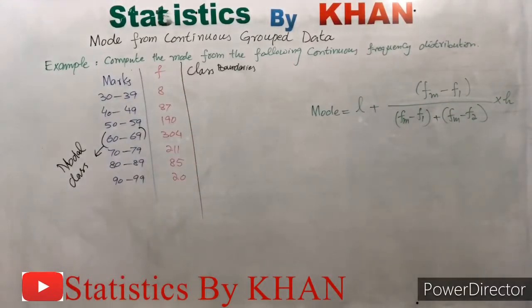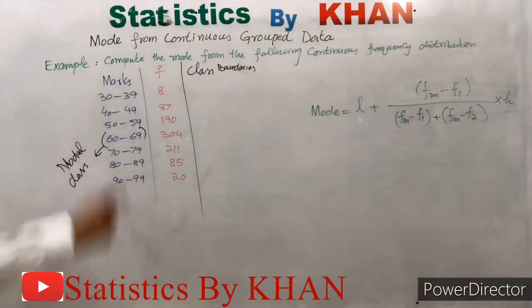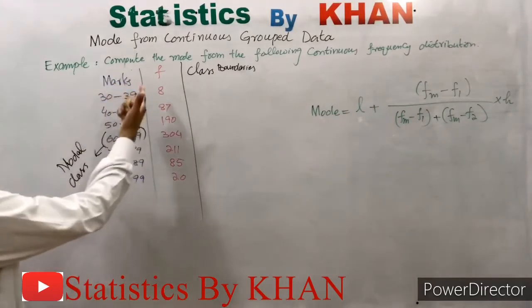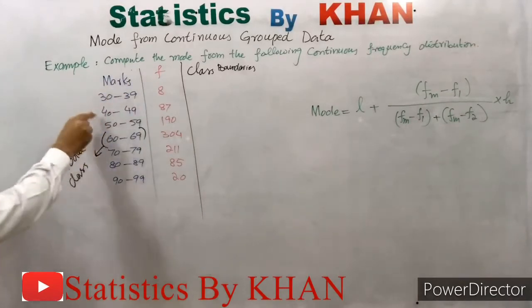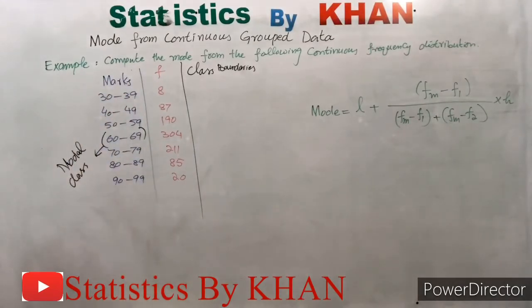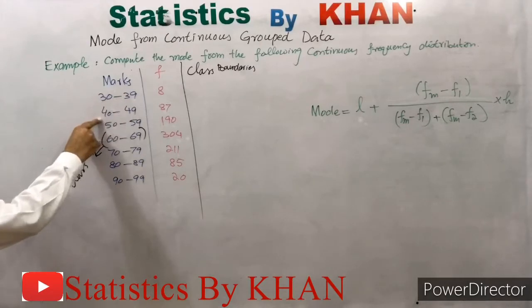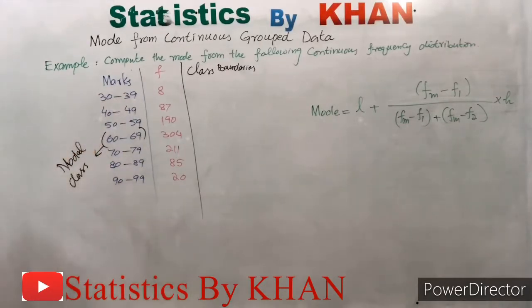That is, the procedure for transforming class limits into class boundaries is that the upper limit of the preceding class will be subtracted from the lower limit of the succeeding class. That is, 39 will be subtracted from 40 and that difference will be divided by 2.